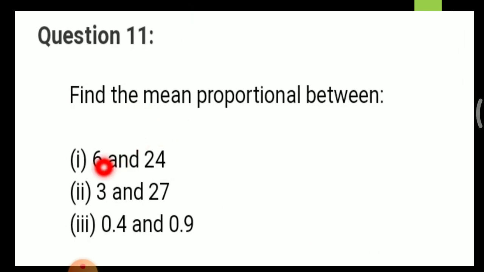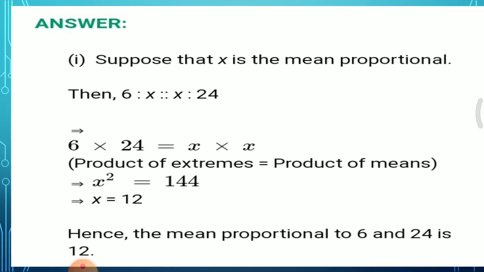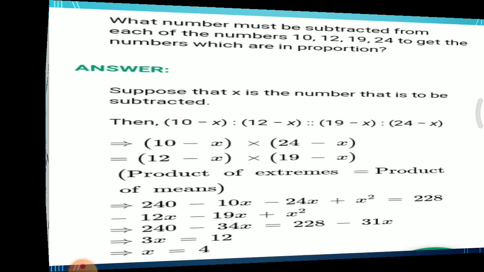Find the mean proportion between 6 and 24. The answer is: suppose that x is the mean proportion. You write 6 ratio x is proportion to x ratio 24. So x square is equal to 6 multiplied by 24. x square is equal to 144. The square root of 144 is 12. So the mean proportion, the value of x, is equal to 12. The second question is also the same.